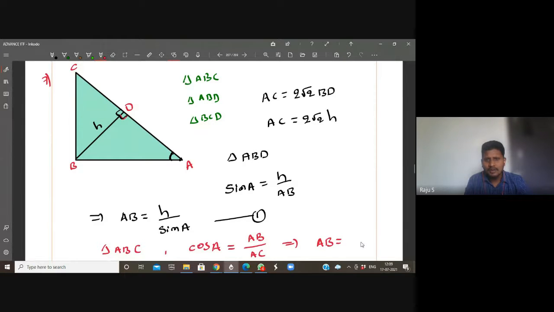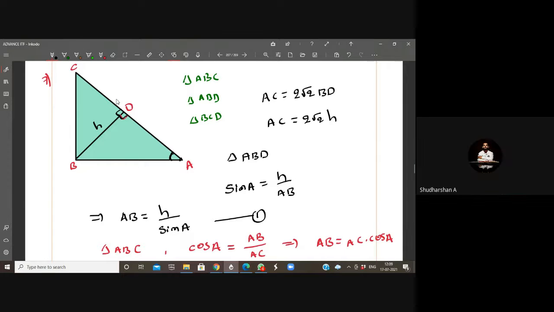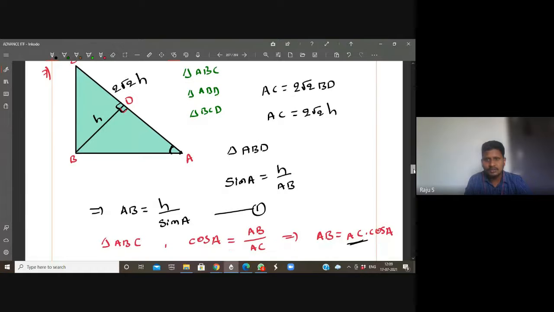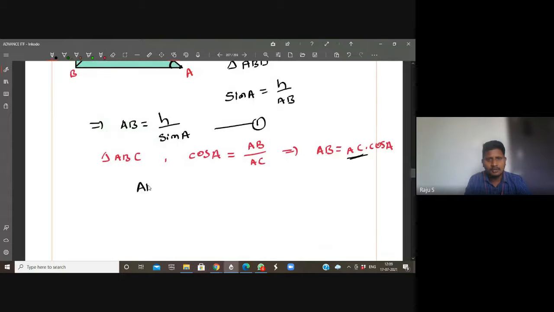So which implies AB is equal to AC into cos A. Am I right? Okay, students, can you tell me what is AC? What is the AC value? Yes, 2√2 H. Exactly. Can I substitute it in place of AC? So AB is equal to 2√2 times H into cos A. Let us call this 2.